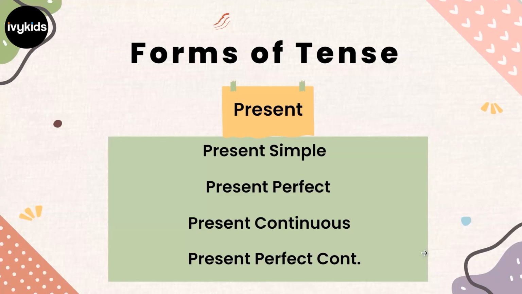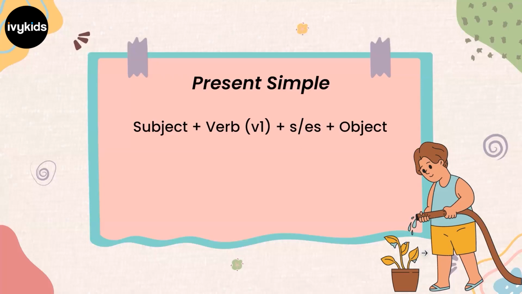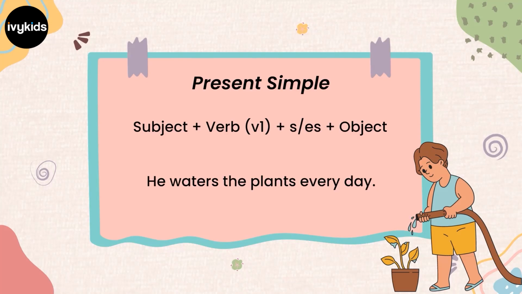Let's begin with present simple. Present simple has a simple formula where with subject we put verb's first form, then we add s or es based on the requirement, and then we put object at the end. I hope we all know that simple present tense indicates an action that is generally true or habitual. For example, he waters the plants every day.